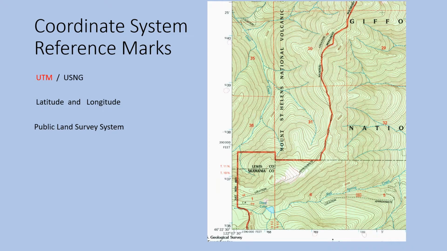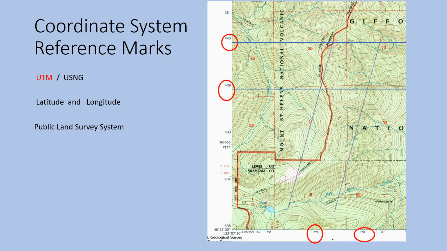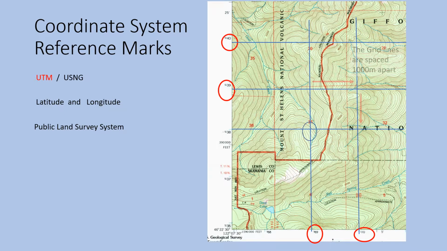These tick marks are used to define both the UTM and the USNG grids. Locations are expressed in easting and northing coordinates, which define 1,000 meter grid cells and point locations within the grid cells.